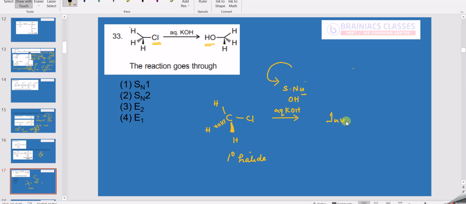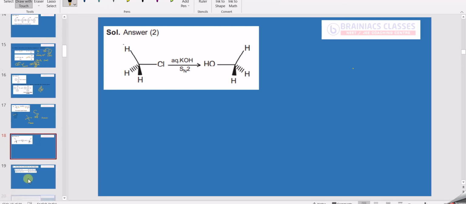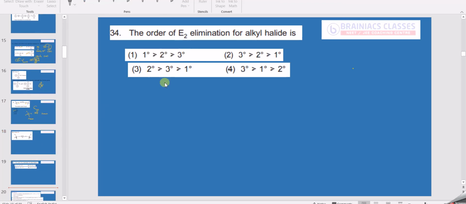Inversion is clearly shown in the figure. So the mechanism should be SN2. The reaction goes through SN2 mechanism. Okay, you could see here. Now look at this question and tell me the answer. The order of E2 elimination for alkyl halides is.